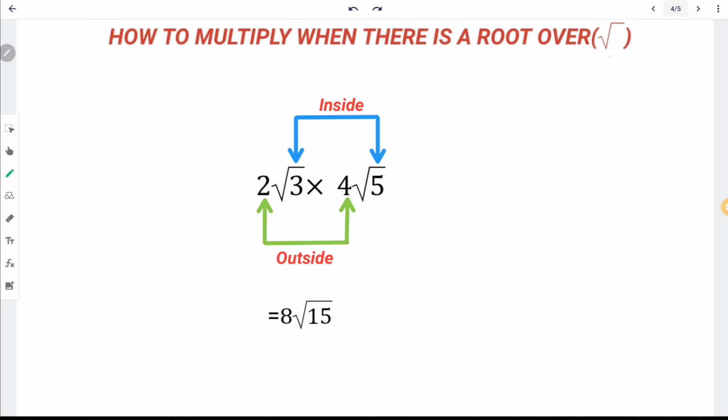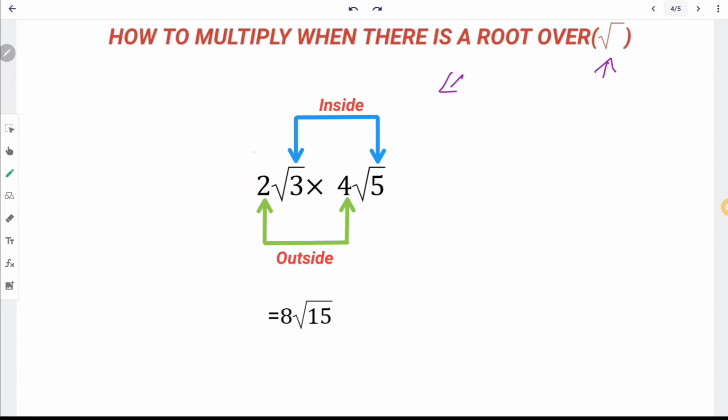Okay, before we start with exercise 1.5, let us learn to multiply when there is a root over, and also we'll do the same thing for addition and subtraction when there's a root over. Have a look at this example here. Can you see that we have 2 root 3 and 4 root 5, right? So how do we multiply when there's a root over?